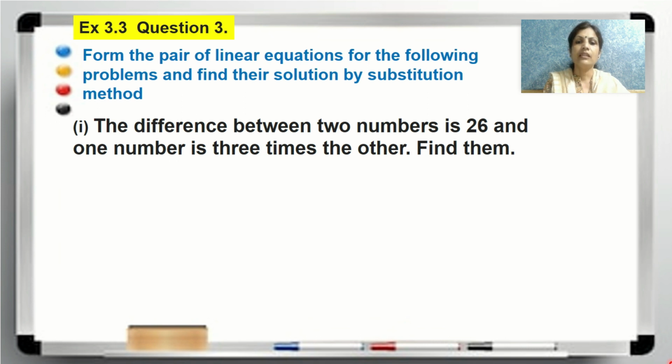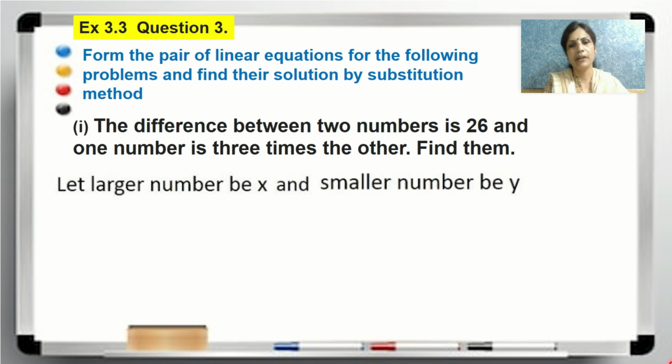First sum is, the difference between two numbers is 26 and one number is 3 times the other. Find both the numbers. Now since we have been given two numbers, we don't know which numbers they are. So we will first consider, let the larger number be x and the smaller number be y.